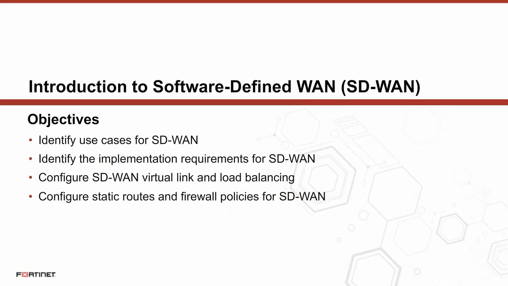After completing this section, you should be able to identify use cases for SD-WAN, identify the implementation requirements for SD-WAN, configure SD-WAN virtual link and load balancing, and configure static routes and firewall policies for SD-WAN. By demonstrating competence in SD-WAN, you should be able to configure the SD-WAN virtual link and traffic load balancing to use multiple WAN links effectively on FortiGate.